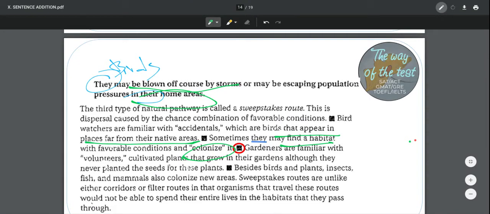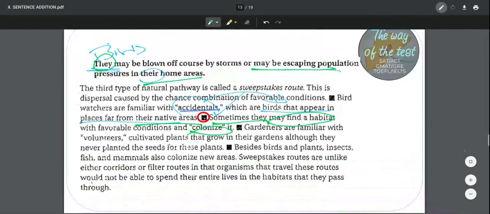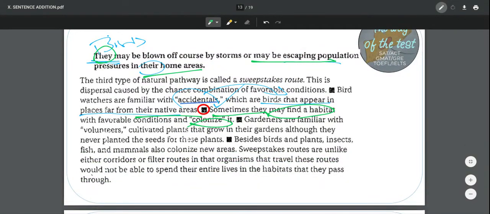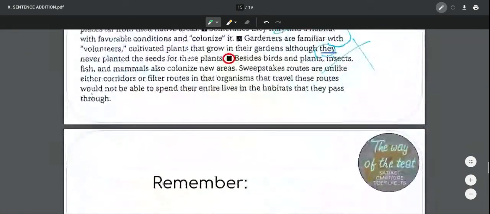So in this case, I'm no longer focused on the reference, which makes grammatical and logical sense. I'm focusing on the transitions. I'm focusing on what happens first. And logically, it should first be blown off course, and then sometimes maybe finding a habitat with favorable conditions. Okay? And that makes my answer B.